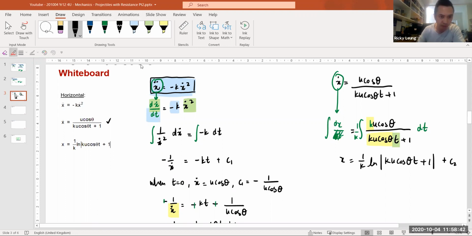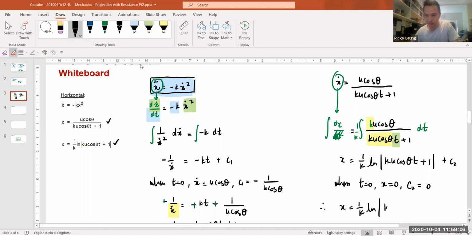Let's have a quick look. It almost looks like the thing I need to prove. So I'm hoping in this case that the C2 is 0. So when my initial conditions t equals 0, I know that x equals 0. So when that's 0, ln 1 is 0, perfect. And I can conclude that C2 is 0, therefore get my final expression for displacement horizontally to be this. It's not too bad. Yeah, not too bad.